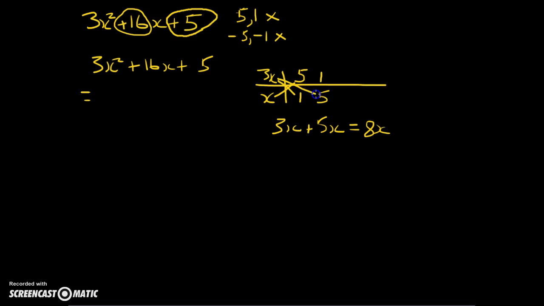Now let's do it again. This time, 3x multiplied by 5 is 15x, and x multiplied by 1 is x. So 15x plus x is 16x. Ideal. That's what we want.